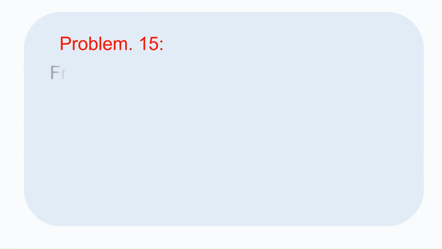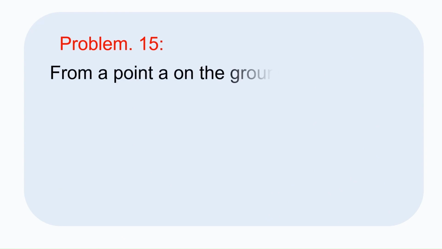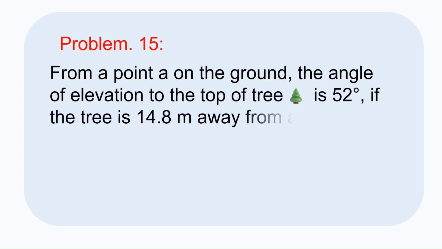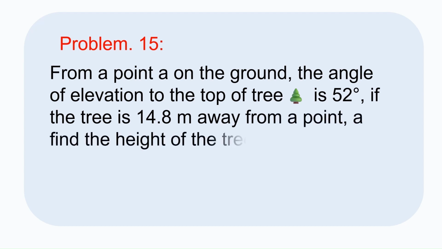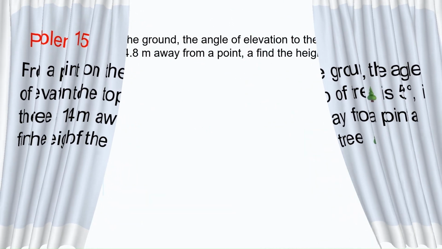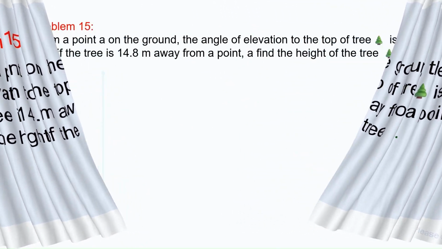Problem number 15. From a point on the ground, the angle of elevation to the top of a tree is 52 degrees. If the tree is 14.8 meters away from the point, find the height of the tree. Imagine the scenario on the ground, and then convert this picture into simple geometry.